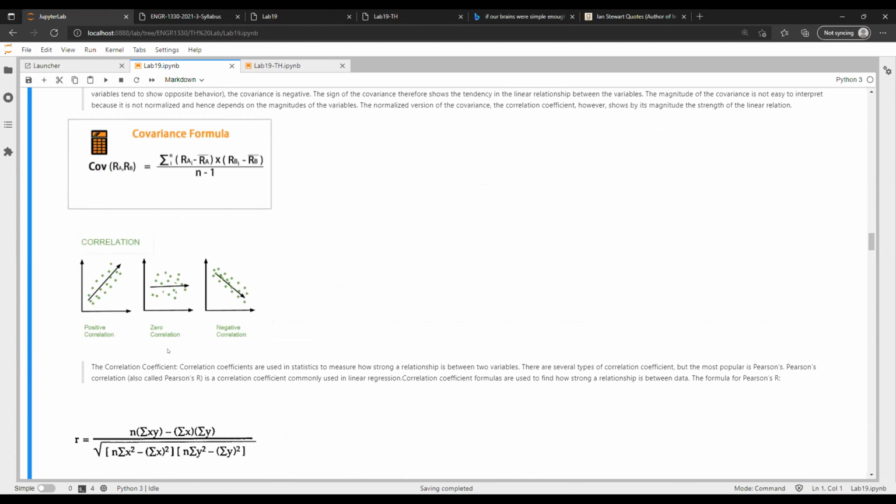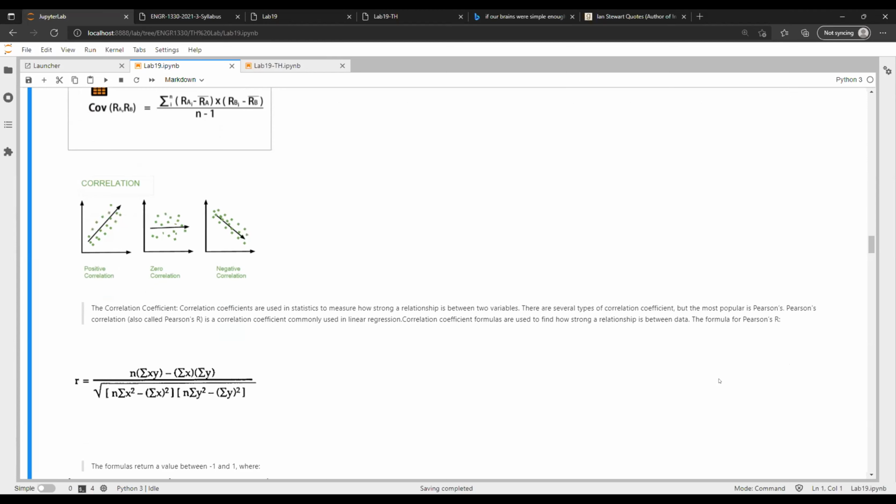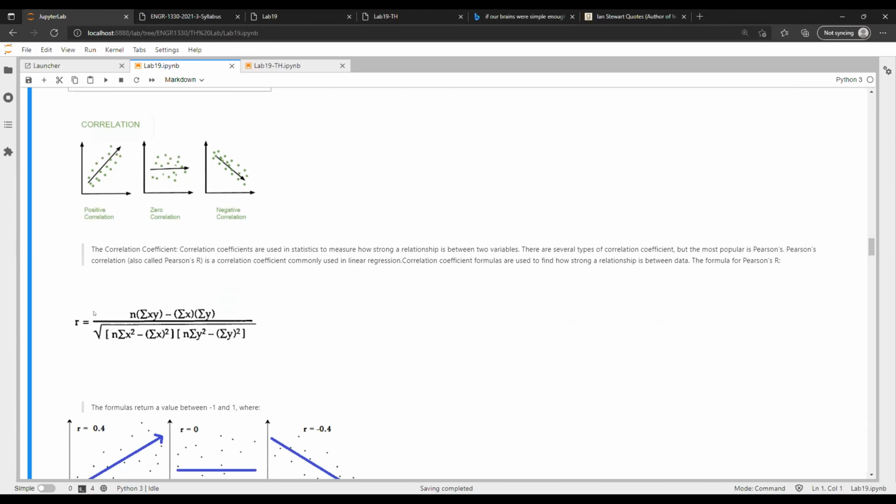Okay, so the correlation coefficient definition, at least that we're going to be using: they're used in statistics to measure how strong a relationship is between two variables. There are several types of correlation coefficients, but the most popular is Pearson's. Pearson's correlation, also called Pearson's R, is a correlation coefficient commonly used in linear regression. These formulas are used to find how strong a relationship is between data. The formula for Pearson's R coefficient is here.